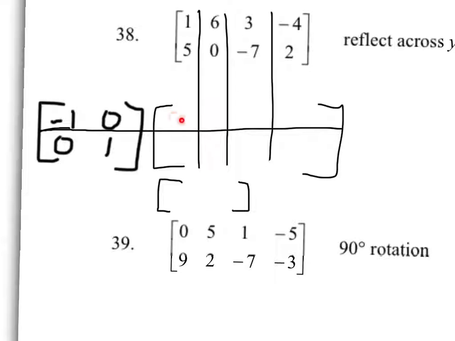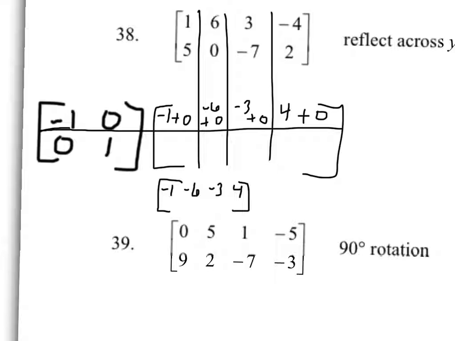Okay, so here we'll start off. Negative 1 times negative 1 is negative 1, and 0 times 5 is 0. So add those together and you get negative 1. Next, negative 1 times 6 is negative 6. 0 times 0 is 0, so negative 6 is what we get. Next, negative 1 times 3 is negative 3. 0 times negative 7 is 0, so add those and you get negative 3. And in the first row, fourth column, negative 1 times negative 4 is positive 4. 0 times 2 is 0. Add those, and you get 4.